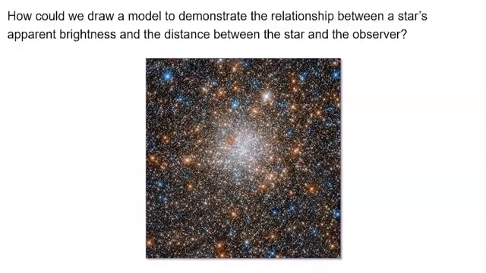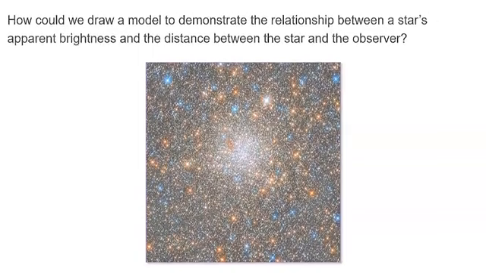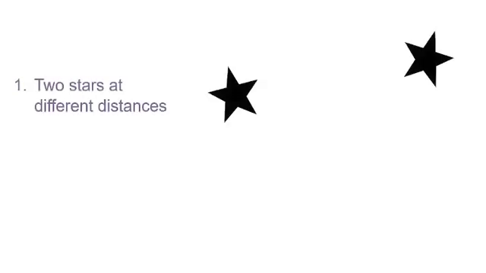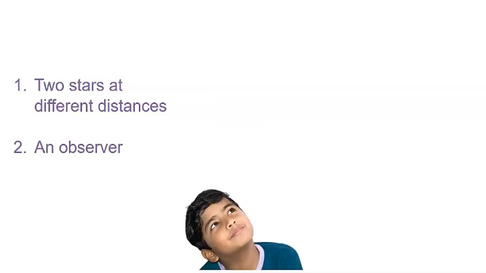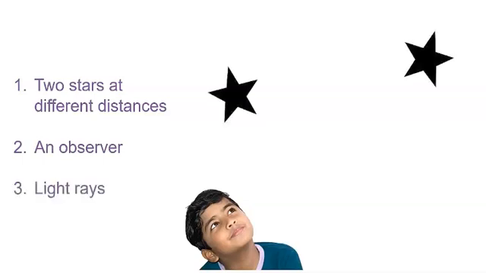I wonder, how could we draw a model to demonstrate the relationship between a star's apparent brightness and the distance between the star and the observer? Well, we would need two stars at different distances. We would also need something to represent an observer. What else would you add? Think about how you can show light rays from the stars reaching the observer, and how you can show that one star is brighter than the other.